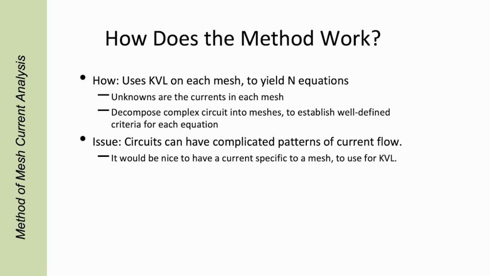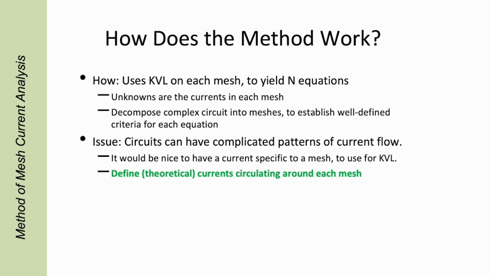Now, we have an issue because circuits can have complicated patterns of current flow. And it'd be very nice to have a current that's specific to a mesh to use with KVL. Imagine when we had just a single mesh and a single KVL equation. The current was obvious, it was clear. It was just that one current circulating around that one mesh. So we do have an issue here for more complicated circuits.